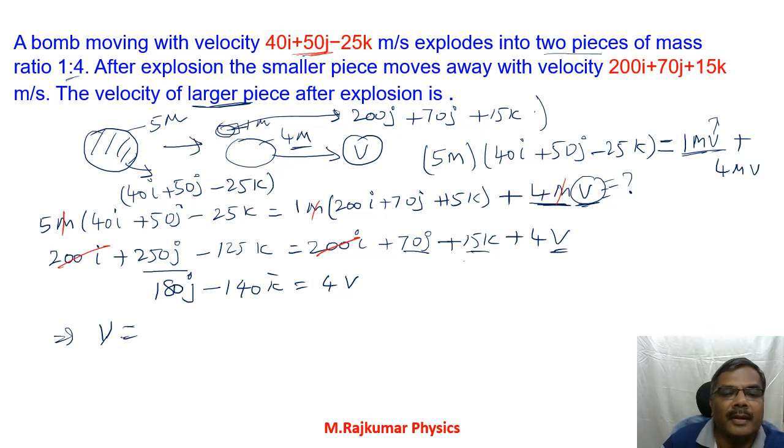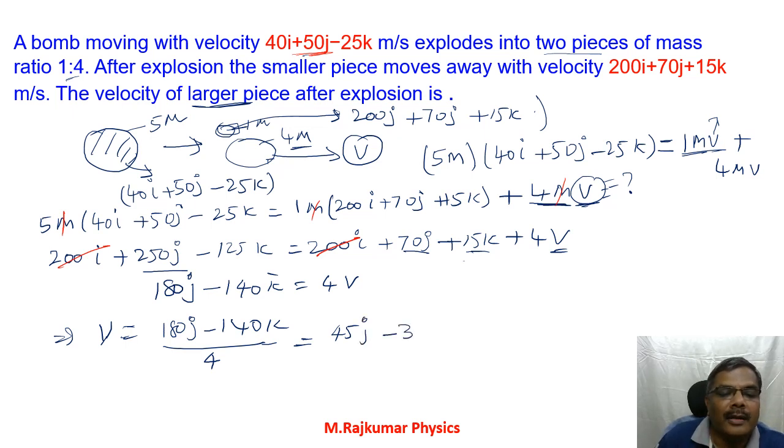The velocity of the 4m mass, the bigger mass, will be equal to 180j minus 140k divided by 4. So 180 by 4 is 45j minus 140 by 4. Okay, 140 by 4 is 35, that will be 35k. So this is the velocity and velocity direction of the bigger mass.